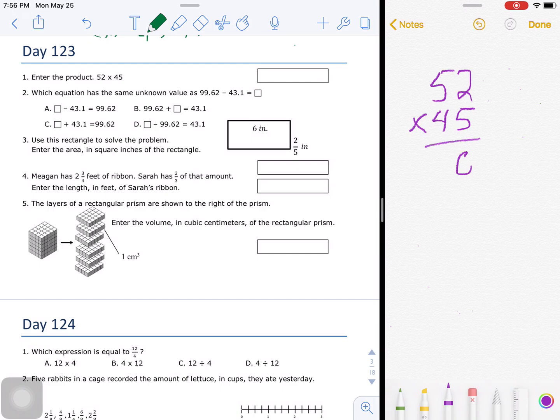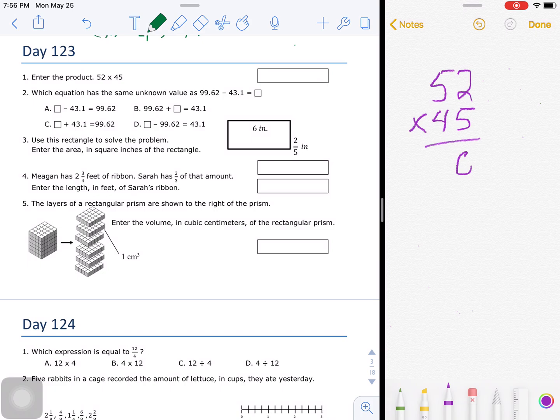Why can't I write on this? It's not writing. Am I going to have to start over? Oh, I know what it is. My pen turned off. Haha.